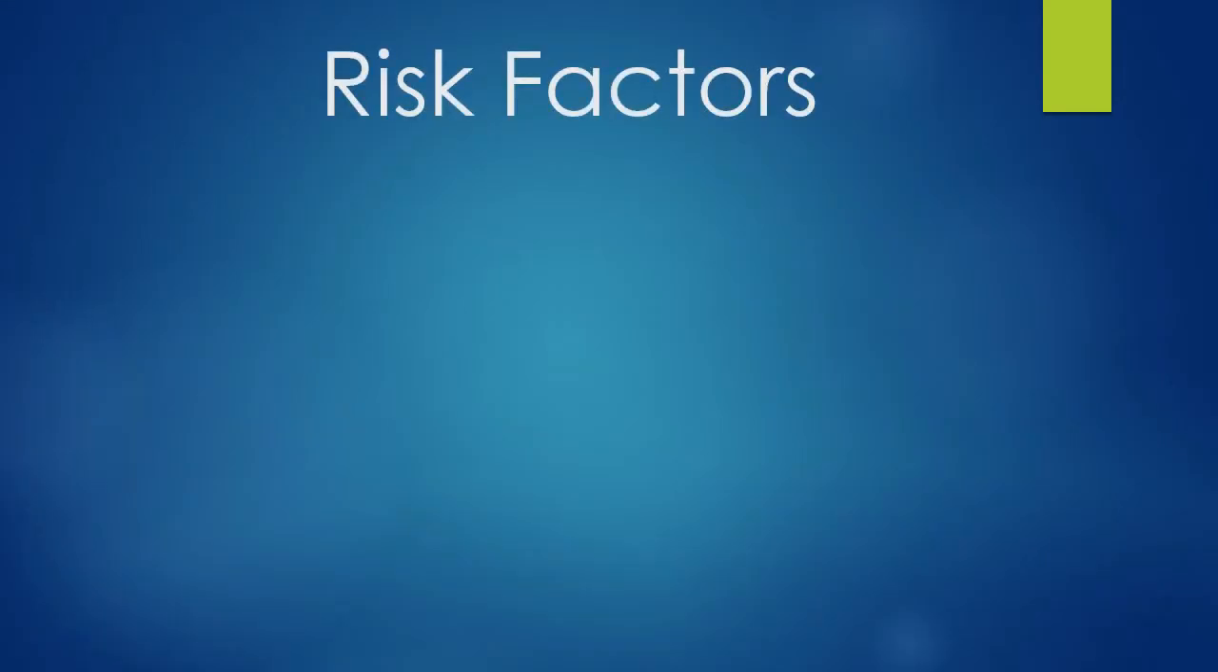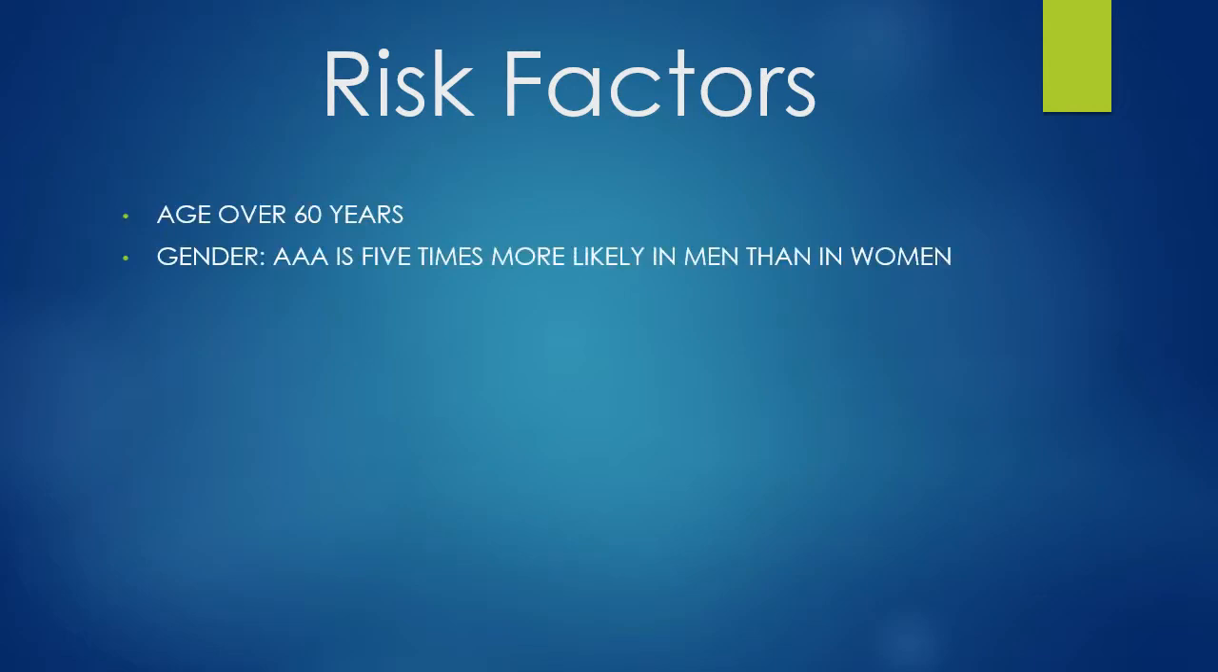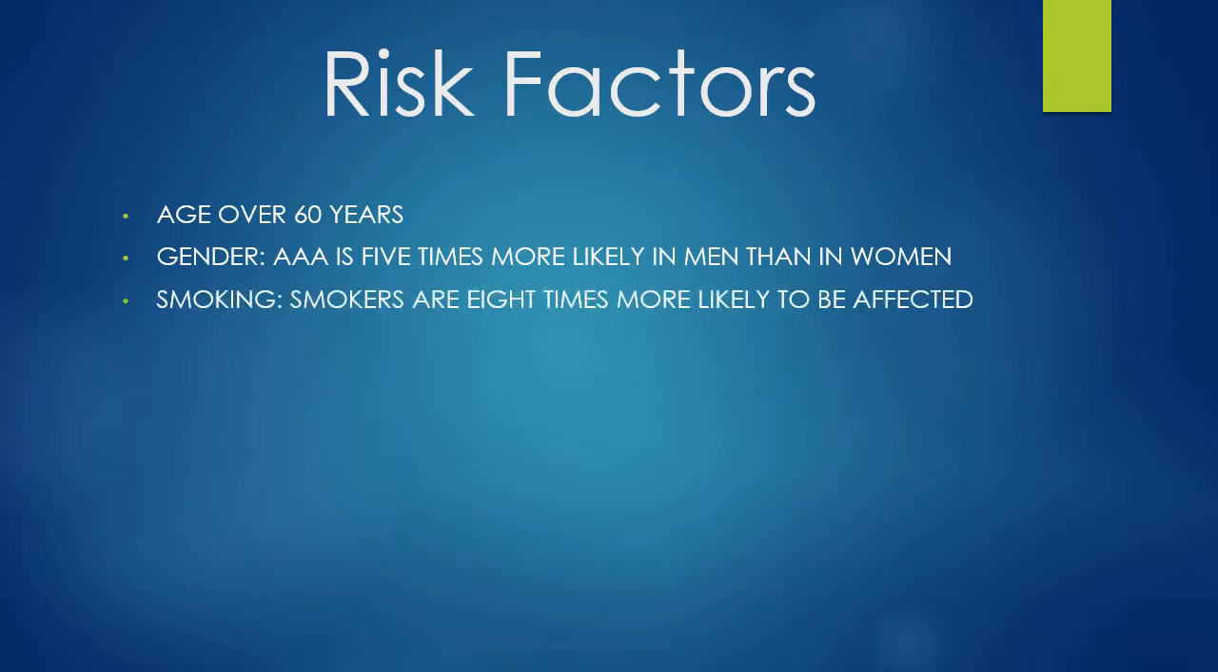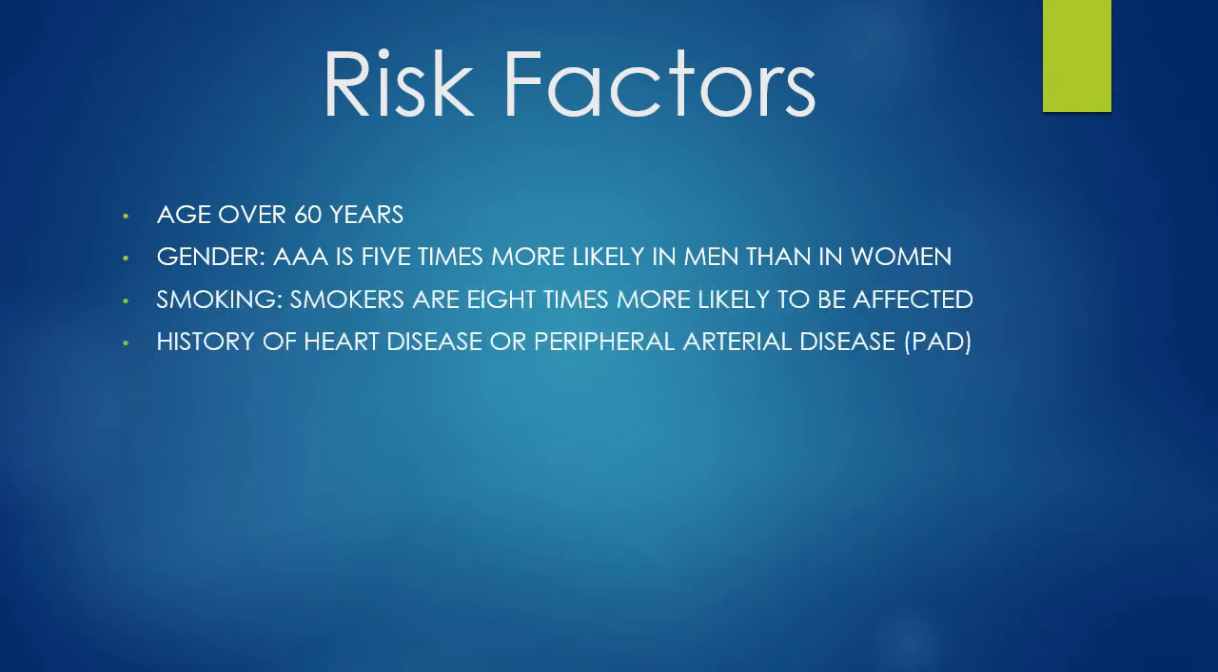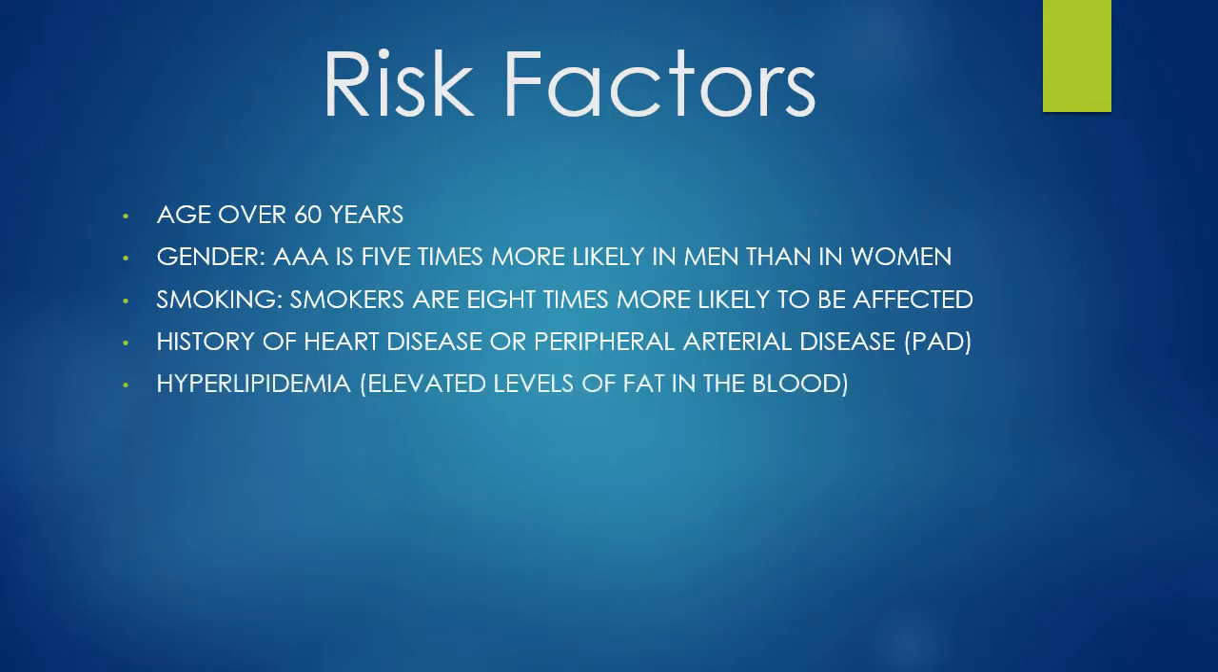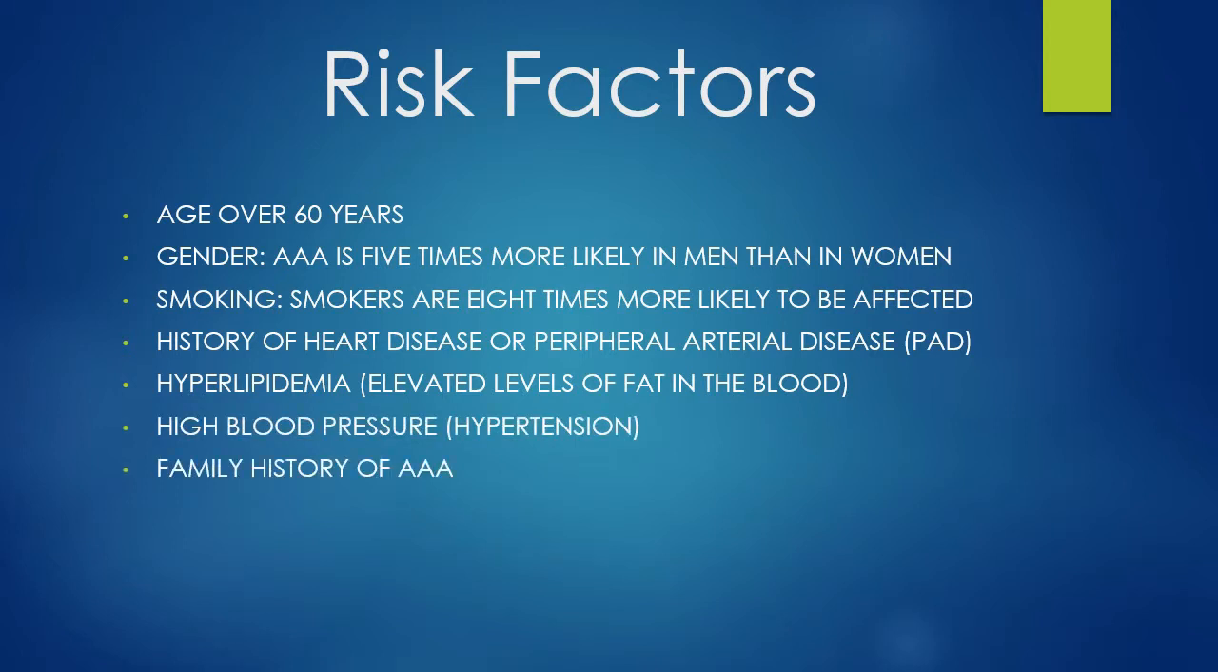While anyone is at risk for an abdominal aortic aneurysm, your risk factor is increased if you are over the age of 60, if you are a male, if you smoke, if you have a history of heart disease or peripheral arterial disease, if you have hyperlipidemia, hypertension, or a family history of AAA.